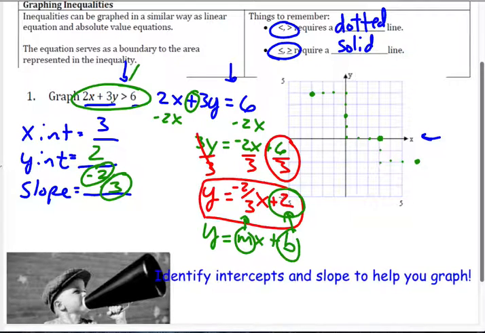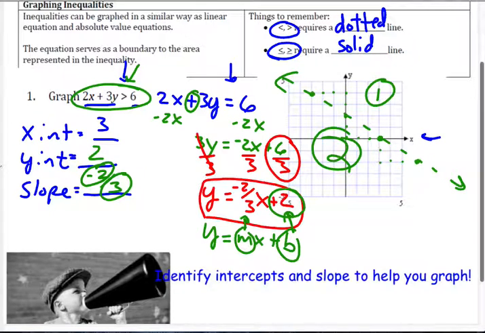But you can see that it's a greater than symbol, so it is a dotted boundary. And here's the deal. All our solutions are going to be in one of these half planes. You have half plane 1 up here, everything above my line, and then half plane number 2 down below the line.